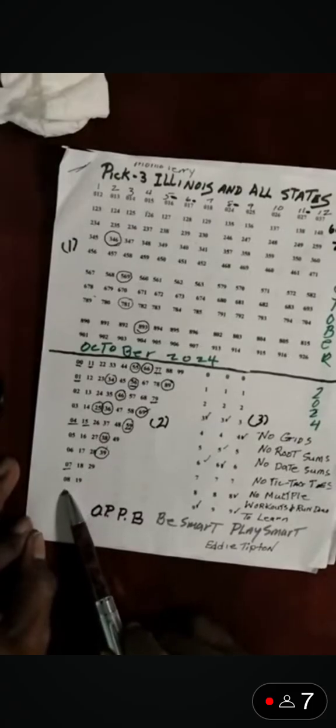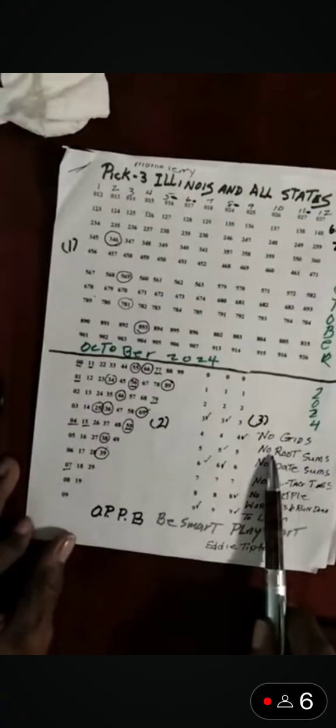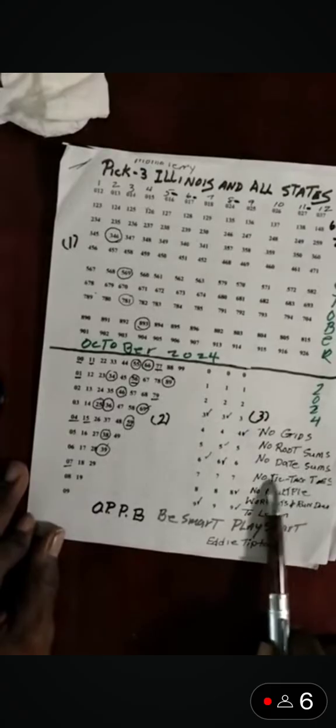What didn't fall and what has fallen, because I'm tracking. I know what's going on. Like, see, when I hit the 5-6 front pair, this 0-1 and this 5-6 are opposite pairs of each other. So I knew one of them had to come because they didn't fall at all the previous month. You ain't gonna see that with the grids, the root sums, the date sums. That's after the fact. They use this stuff after the number fell. You want to know what numbers to choose before the numbers fall.